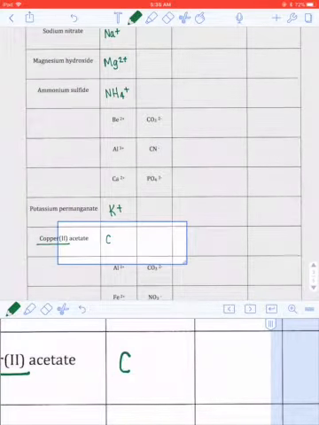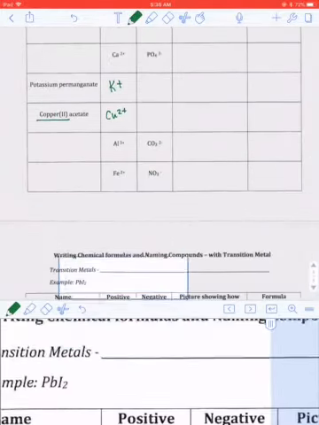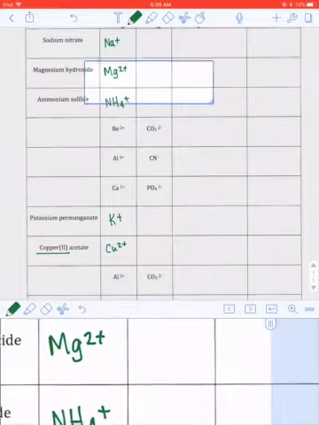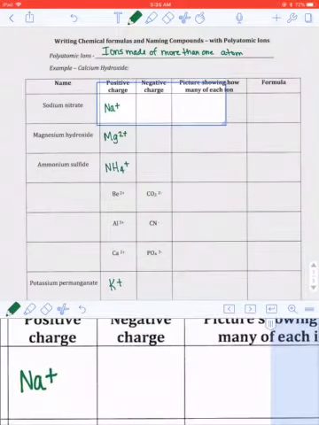Now here's something that I talked about in the notes. Copper 2, you've got to pay attention to that Roman numeral. That means that's the charge on the copper. Now we've got to look at the negative ions.